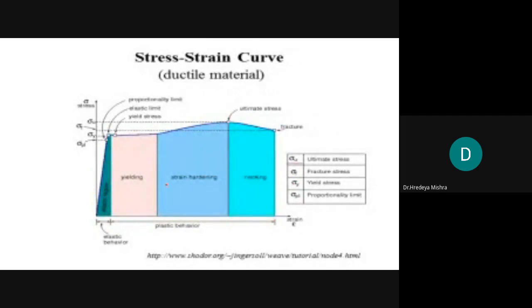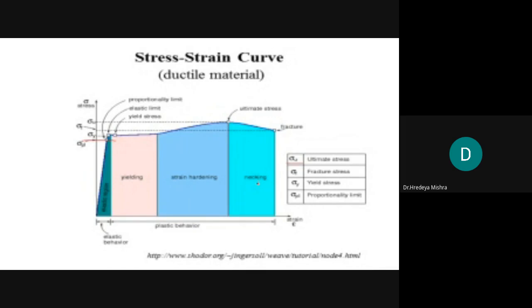So what is the meaning of that? First, see here, sigma PL means that at this point the proportionality limit ends. By proportionality limit we mean stress and strain increase in the same proportion. Means however much the stress increases, the strain increases in the same proportion. So we call this the proportionality limit.